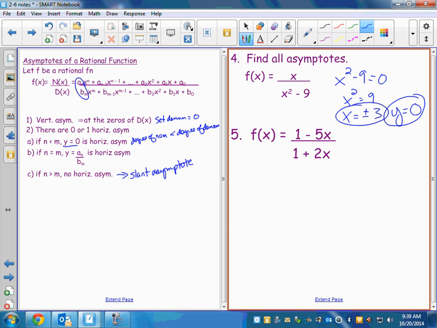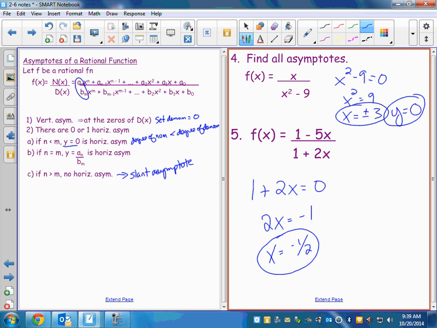What about number 5? Vertical asymptote. What do we do? Set the denominator equal to 0. Subtract 1. Divide by 2. Negative 1/2. Not very fun to graph when the asymptote's a fraction, but we don't graph it. That's good.